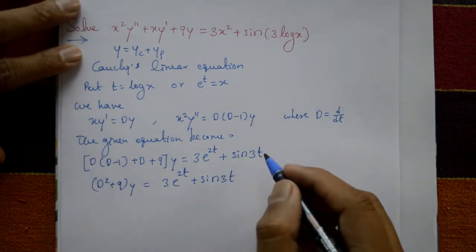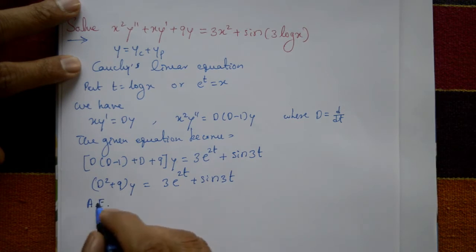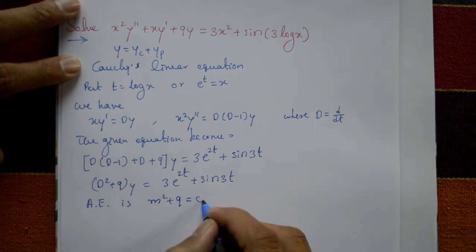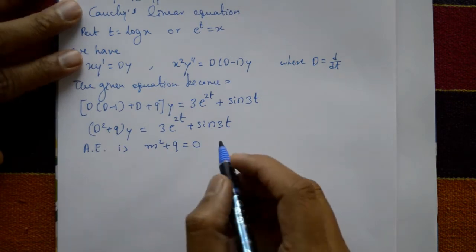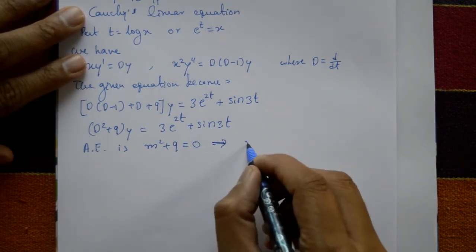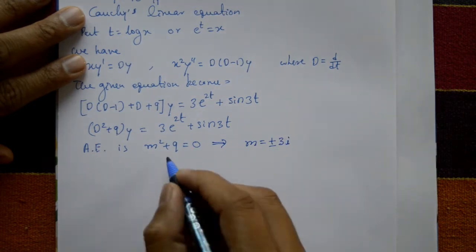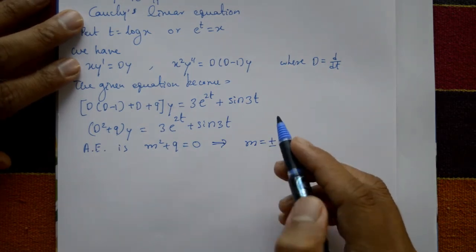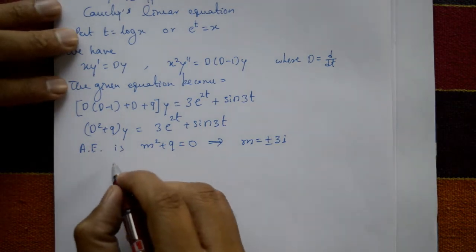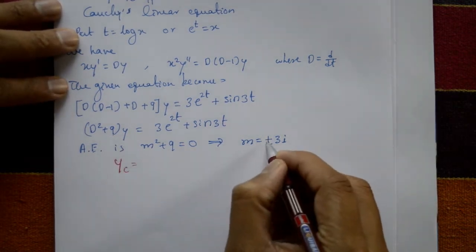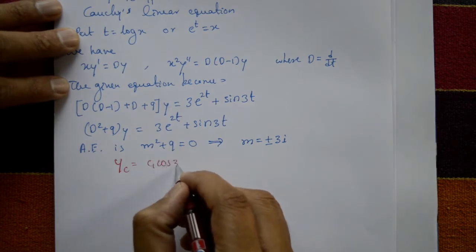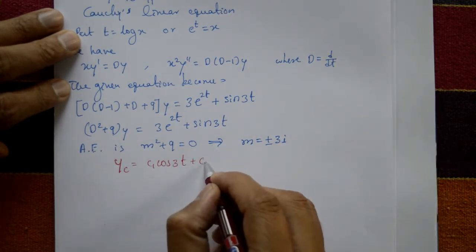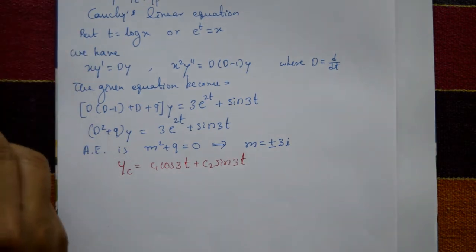Now find the complementary function. Take the auxiliary equation m squared plus 9 equal to 0 and find the roots. m squared equals minus 9, so m equals plus or minus 3i. These are complex roots. The complementary function is yc equals c1 cos 3t plus c2 sin 3t, since alpha is 0 and beta is 3, with D standing for d by dt. This is the complementary function.